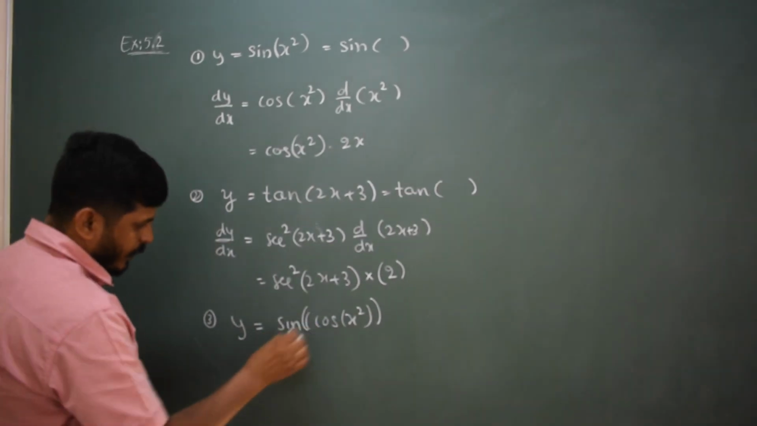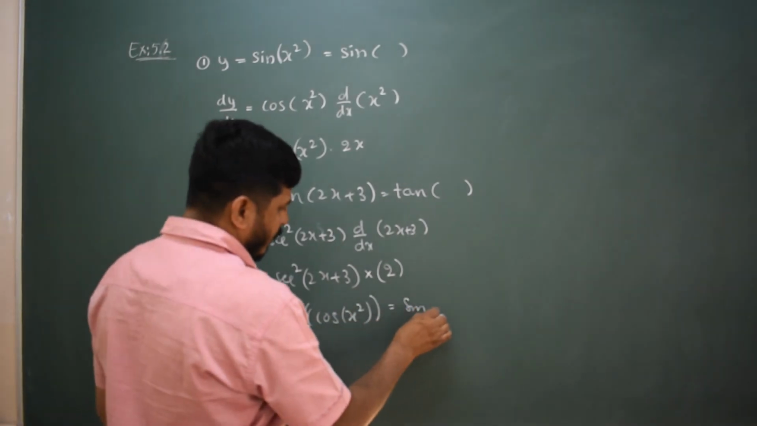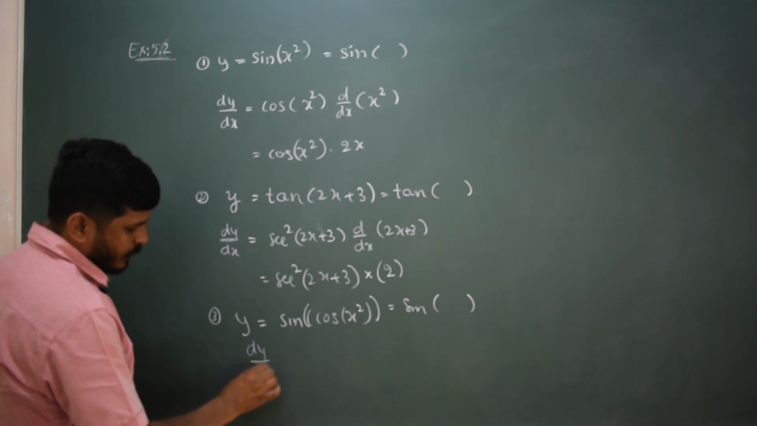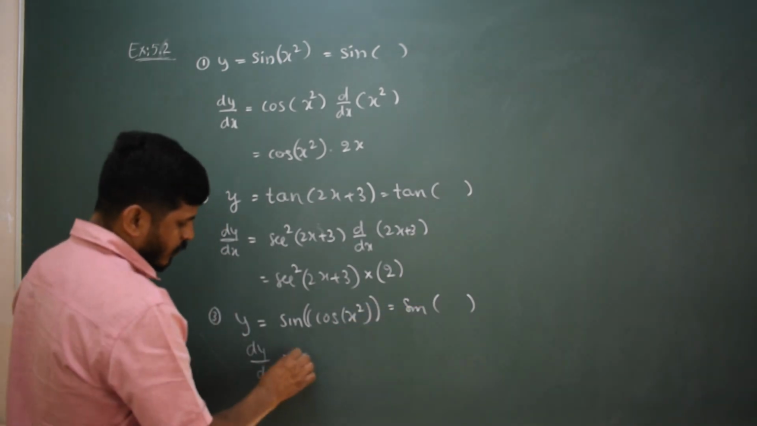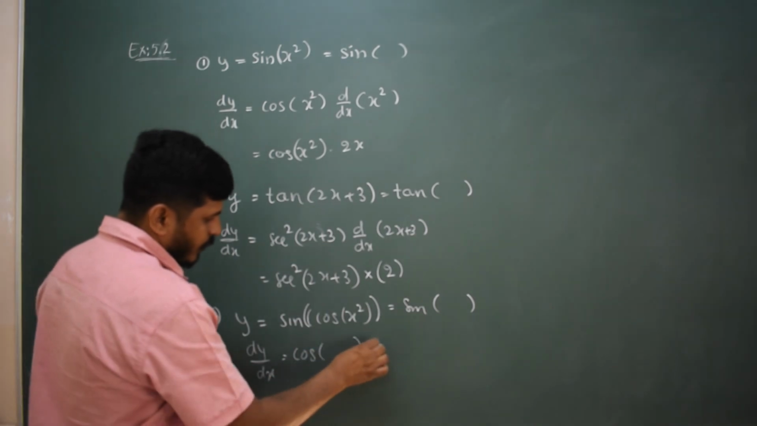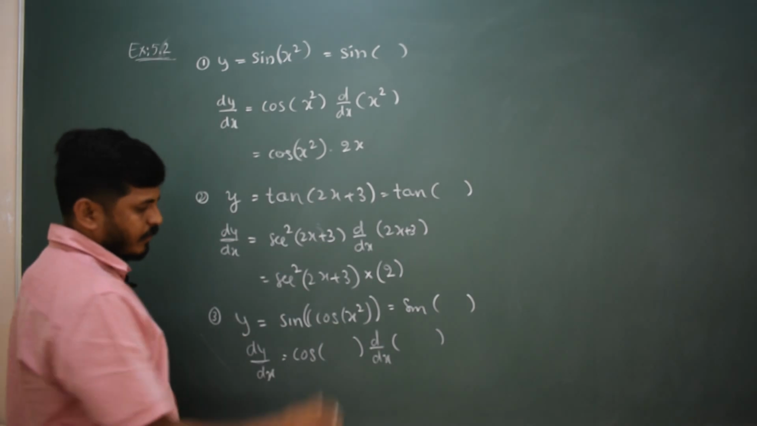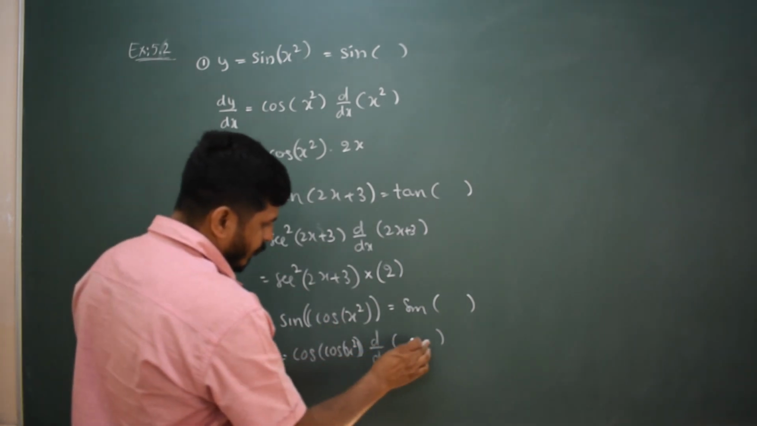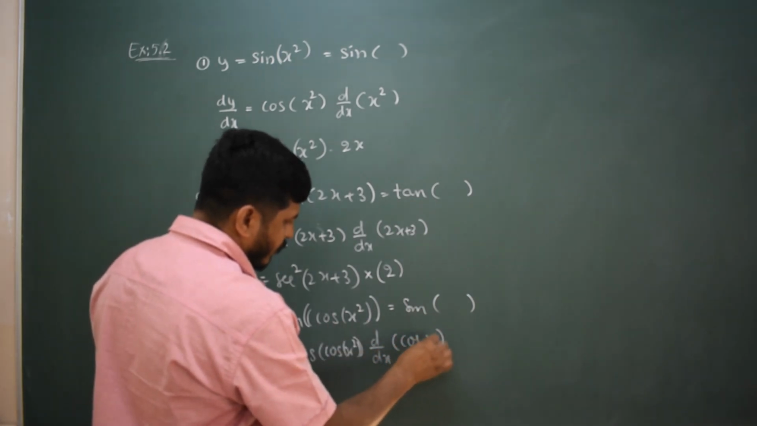Now dy by dx is equal to, first read this as sine of something. What is the differentiation of sine of something? Cos of something into differentiation of something. What is something here? Cos of x square into differentiation of something. What is something there? Cos x square.